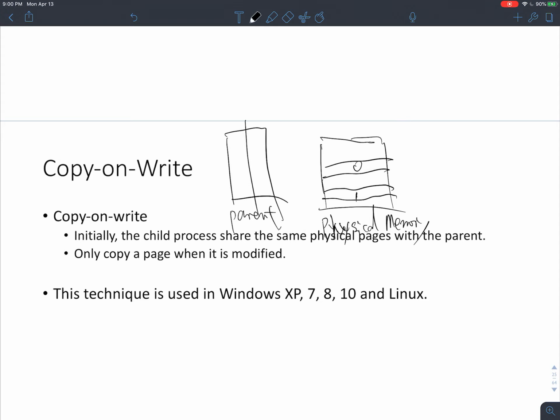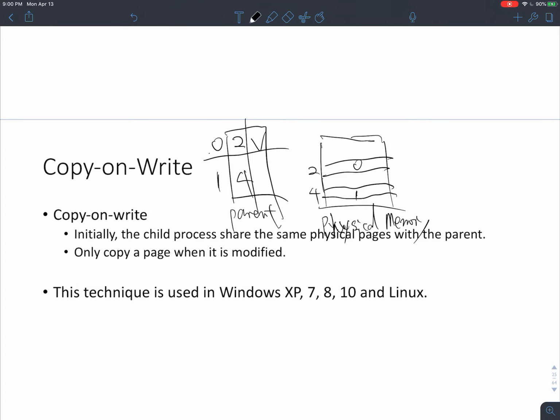So it says the 0th page in the parent process is located at the physical memory frame whose index is, let's say, 2, and we have a valid bit. And the page with index 1 is located at the 4th frame in the physical memory, and it also has a valid bit. So this is the way to do the reference.